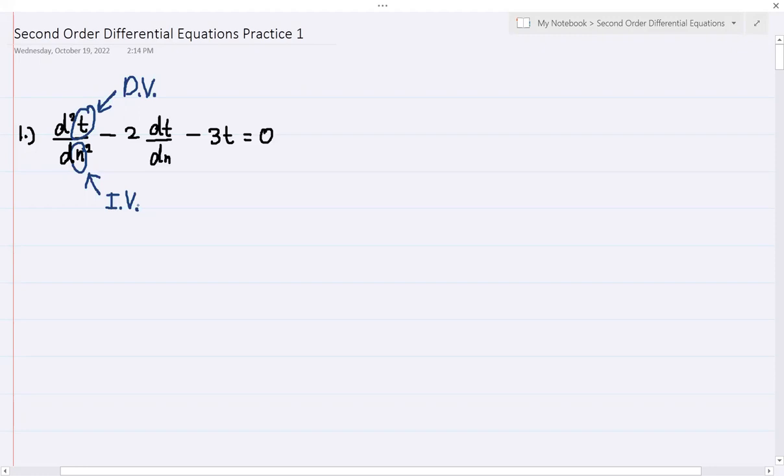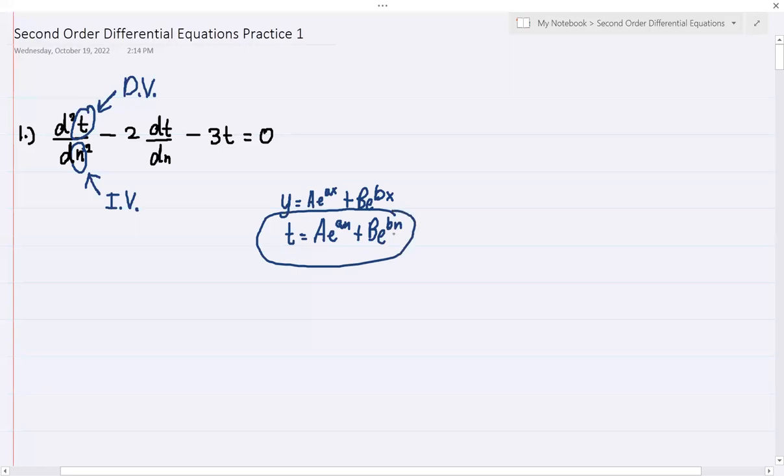Okay. So that means if, for instance, let's just say our general solution for this problem is y is equal to ae raised to small ax plus be raised to small bx. So if this is our general solution and this is the format of it, what would be the changes? So the changes are your y would become t and your x will become your n. So we will have ae raised to small an plus be raised to small bn. So that is your general solution.